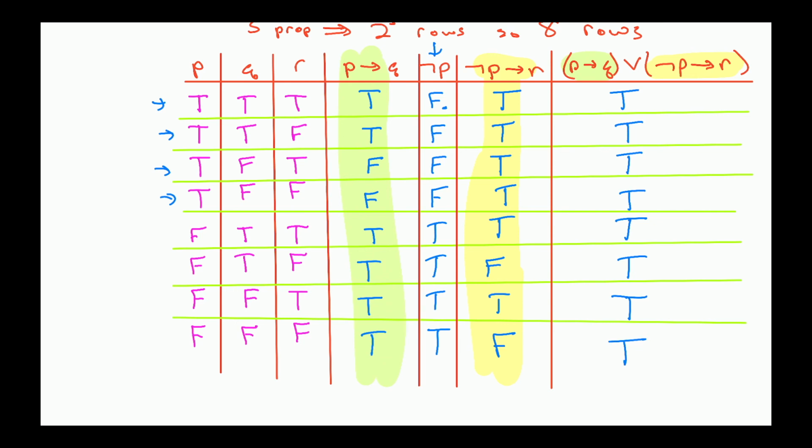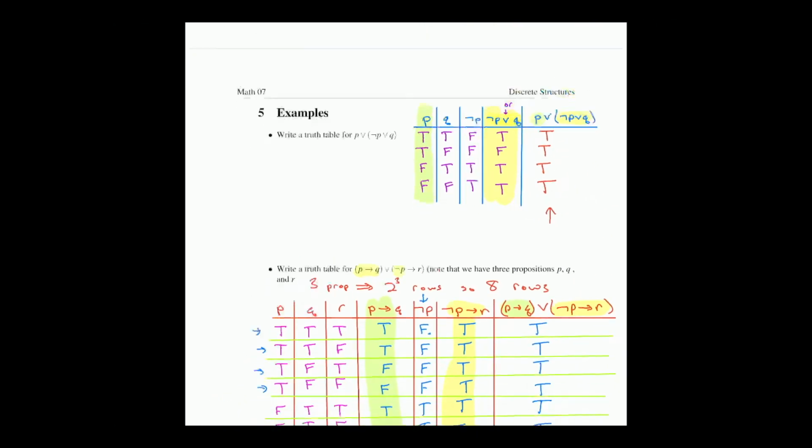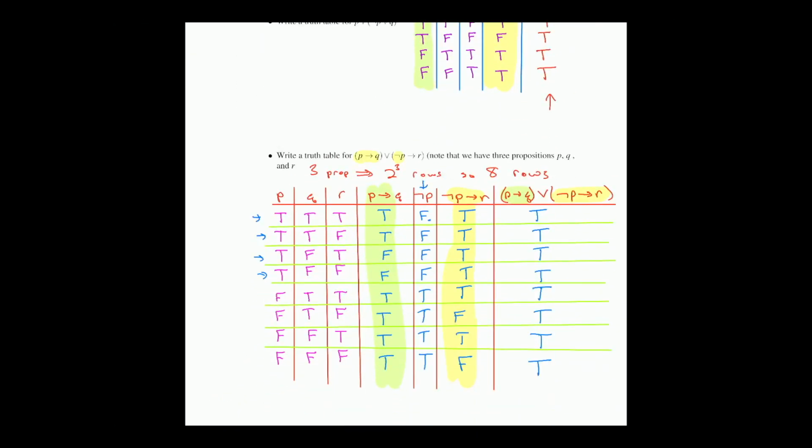Okay, so we got another column of all trues. Now that does not normally happen. You see how these both came up all trues? There's no reason in general to expect that to happen at all. Okay, no reason at all.